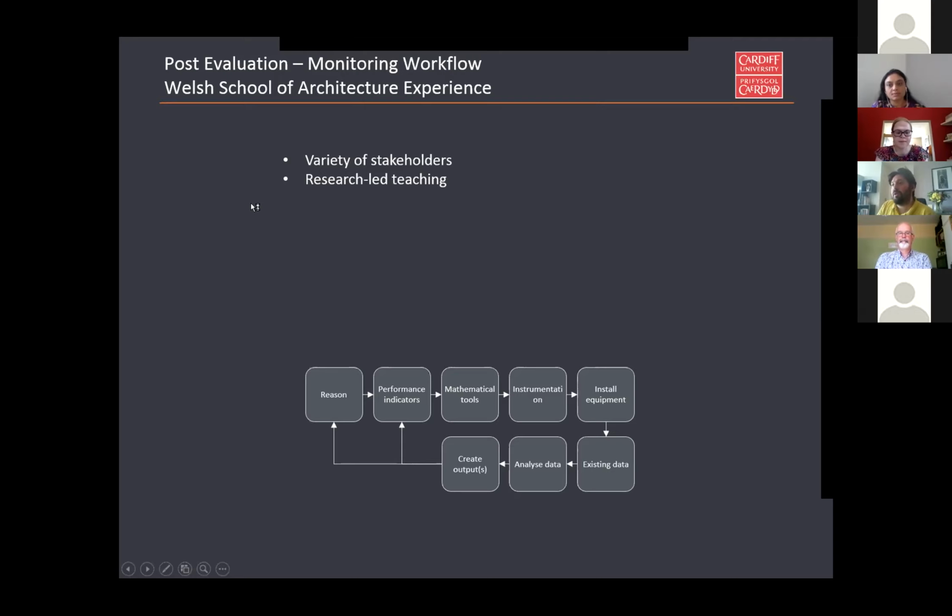The other thing that I'd like to point out is that, for example, in the LCP project, we are 9 members there, and we have building physicists, electrical engineers, mechanical engineers, environmental scientists. We have 3 architects. And we all teach. So all the teaching is research-led teaching.